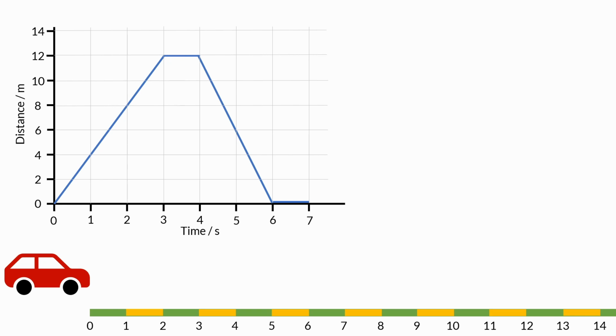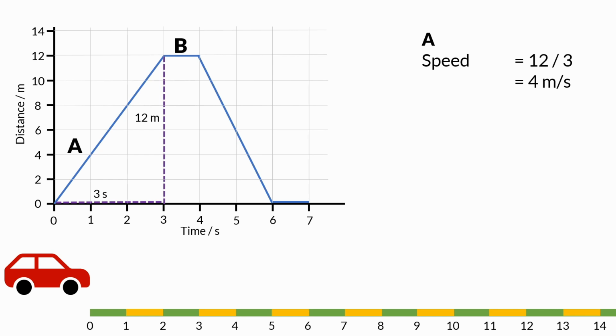We could tell it was faster because the line was steeper. And we could use the gradient of those lines to work out the speeds. So for that first section, we saw that there was a rise of 12 meters in a run of 3 seconds. So 12 divided by 3 equals 4 meters per second.